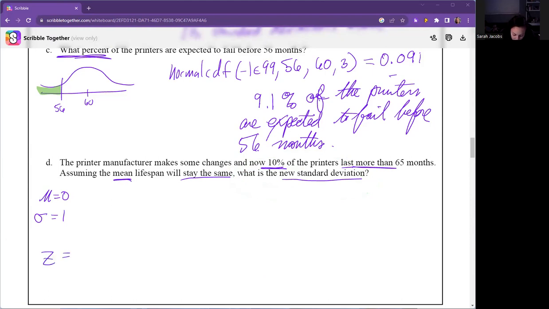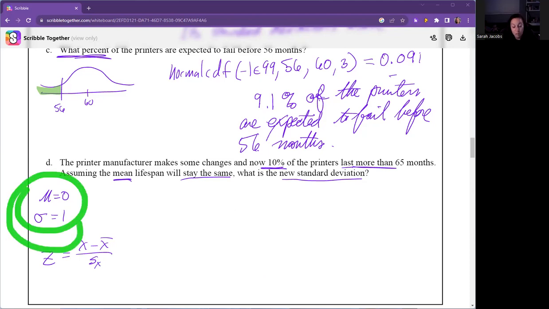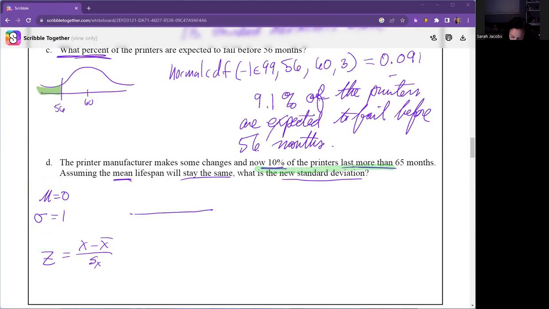So again, z equals value minus mean over standard deviation. So you're probably going to be using a z-score, and you're probably going to be using mean as 0, standard deviation as 1. The other thing is 10% of the printers last more than 65 months. So more than 65, that means we're talking, there's the mean, here's 65. We're talking about the stuff over here. That's 10% right there.